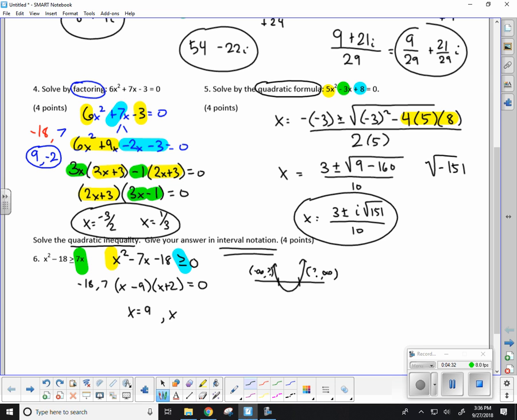9 and negative 2. So those two values are these 2 points. And so what that does is that tells us that our solution is going to be negative infinity to negative 2. And we'll use a bracket because it says it can be equal to 0. And 9 to infinity. All right? And so that's our final answer.